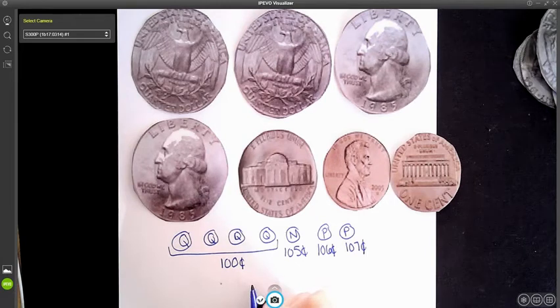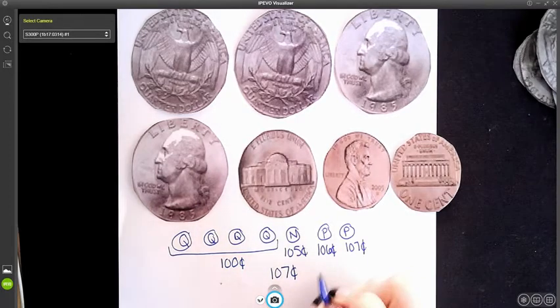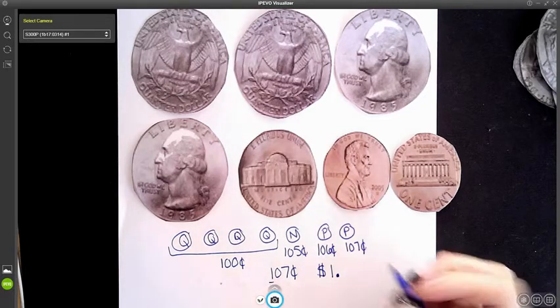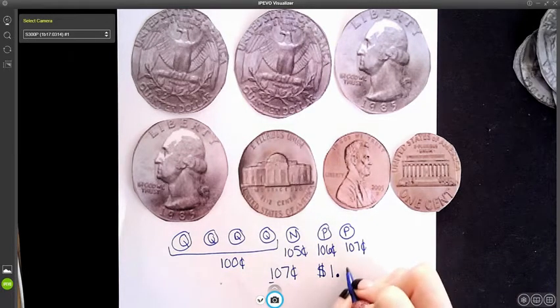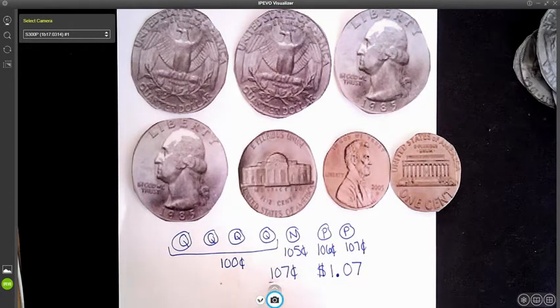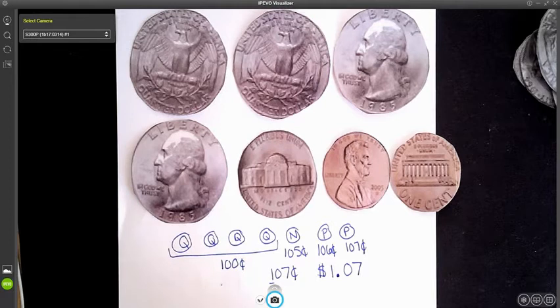Now I'm going to write it in 2 ways. I have 107 cents, and then I want to write it in the dollar way. Here, do I have a dollar? I do. So I'm going to put $1, just like I have here in my hundreds. Then I have 0 tens and 7 ones. So it looks just like the number again, but with the decimal point after the dollar.